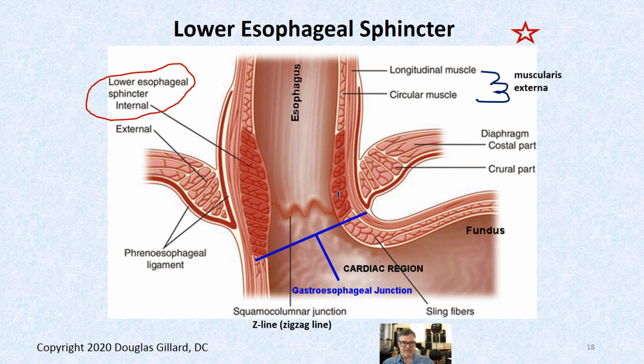All right, might as well look at the Z line while we're here. So this is the zigzag line. This is where the stratified squamous epithelium of the esophagus meets the simple columnar epithelium of the abdominal esophagus. So the esophagus really is made up of mainly stratified squamous, non-keratinized, but it's also made up of simple columnar epithelium as well, just this abdominal piece. Where they meet is the zigzag line. The zigzag line should always be at the level of the lower esophageal sphincter.